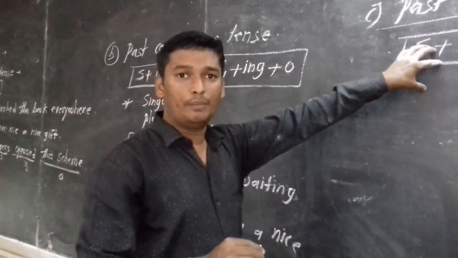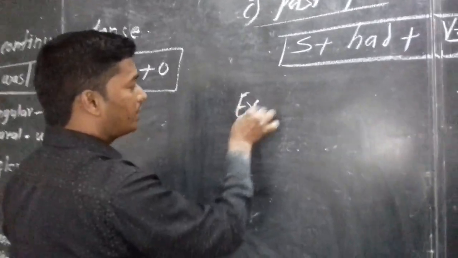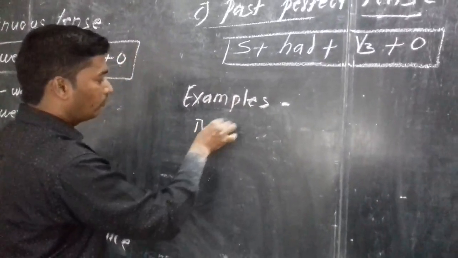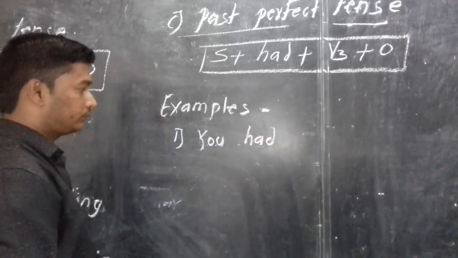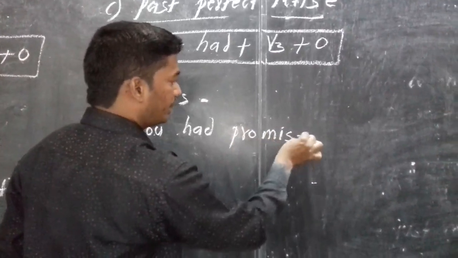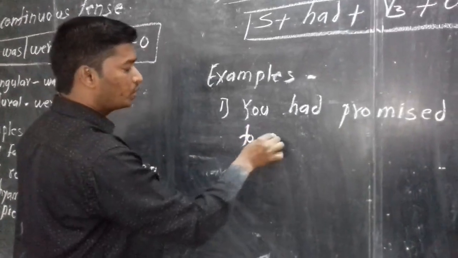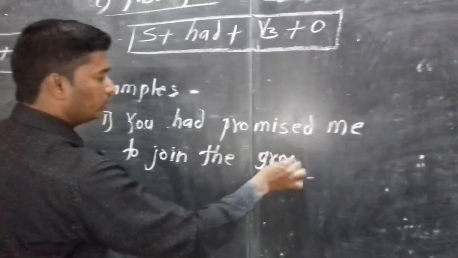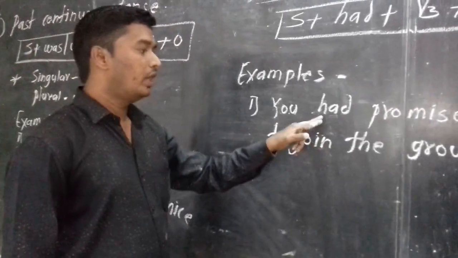Now look at examples of this past perfect tense. You had promised me to join the group. You had promised me to join the group, had plus V3.